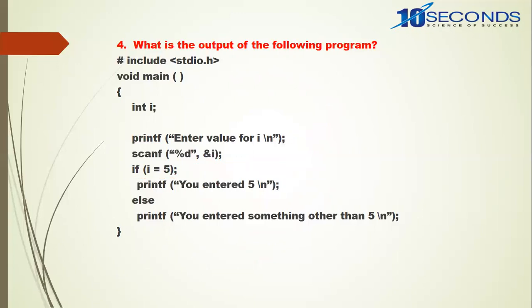Next program. What is the output of the following program? Int I, memory will be allocated to I, enter value for I. This message will display onto the screen. I enter 20. So 20 will go and sit in I. Now, if I equal to 5, so 20 will be replaced with 5. Here a semicolon is there. Semicolon acts as a statement in C language, and it is called the do nothing statement.